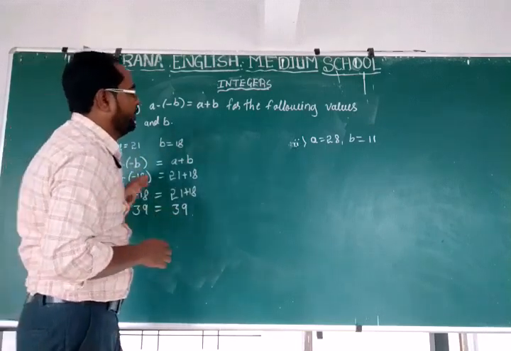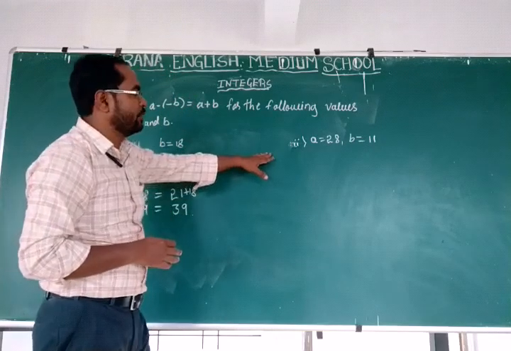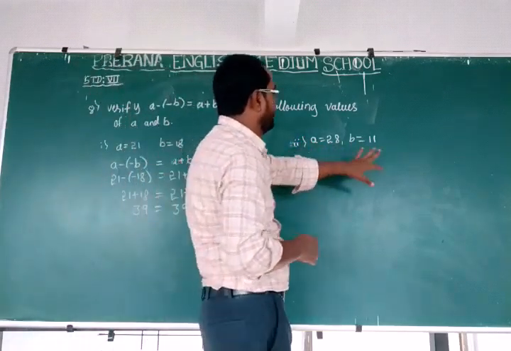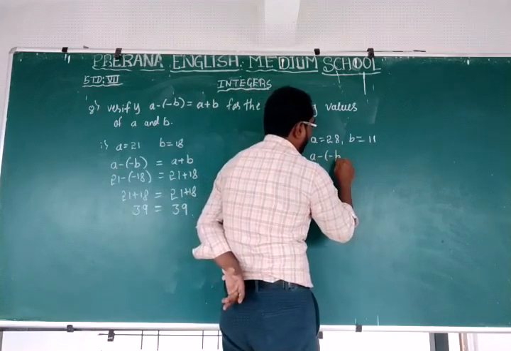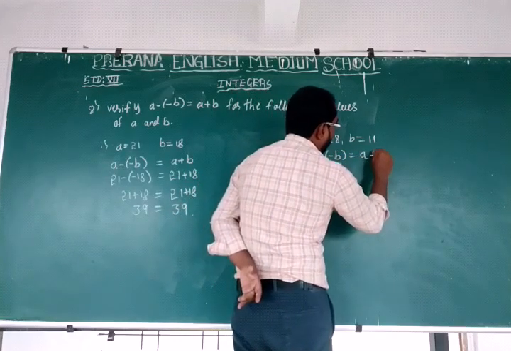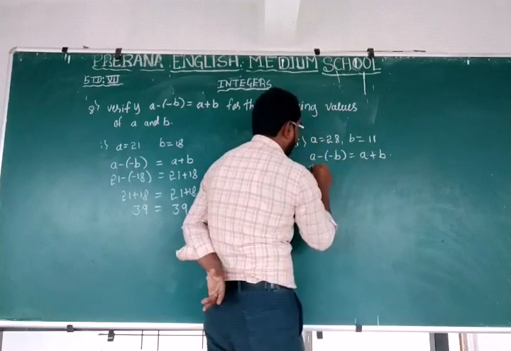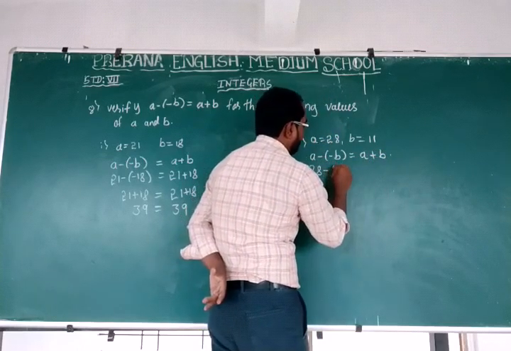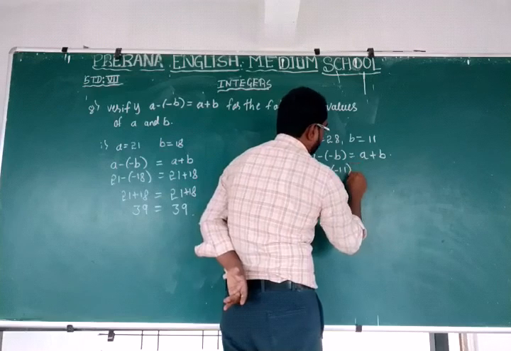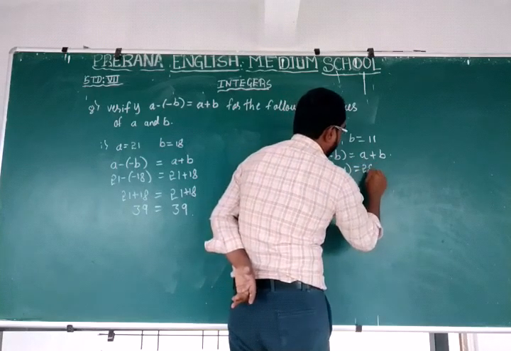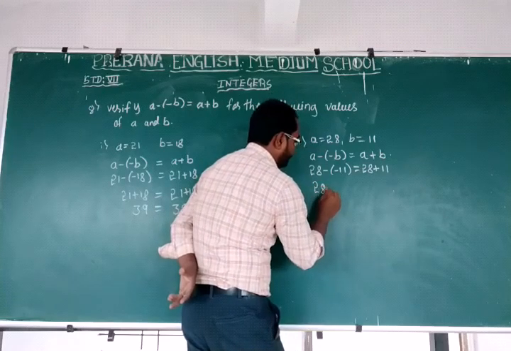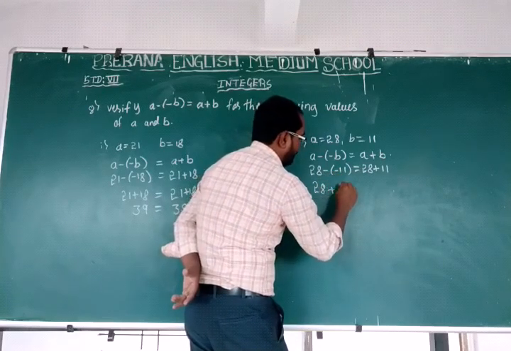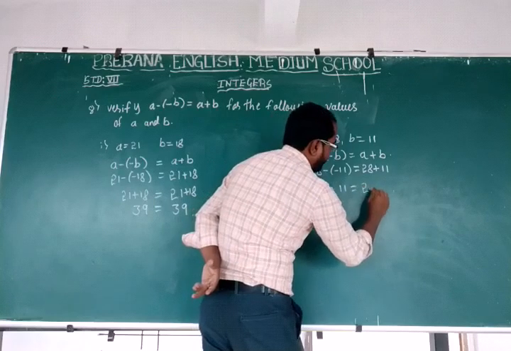So you have verified. If you want, we'll solve one more example where a is 28 and b is 11. So take the equation a minus of minus b is equal to a plus b. So a is 28 minus of minus 11 is equal to a is 28 plus 11. So 28 minus into minus is plus 11. So here also 28 plus 11.